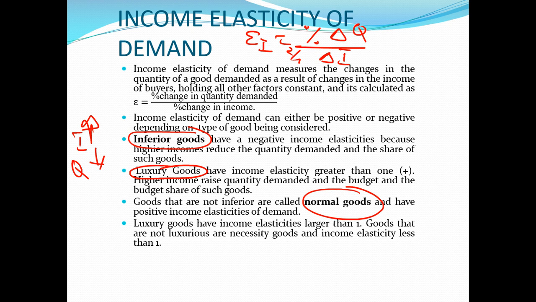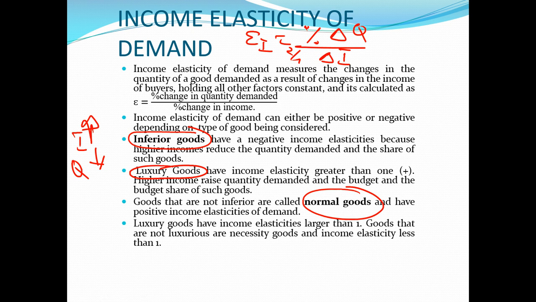I usually give an example of soya chunks. For me, I can only eat soya chunks when I don't have money. When I have money, I'd rather go even just for carpenter bread, not soya chunks. So that's an inferior good. It's a good that has a negative income elasticity because higher incomes reduce the quantity demanded and the share of such good. As long as a good is inferior, you increase the consumer's income, and the consumer is just going to cut consumption of this particular good.